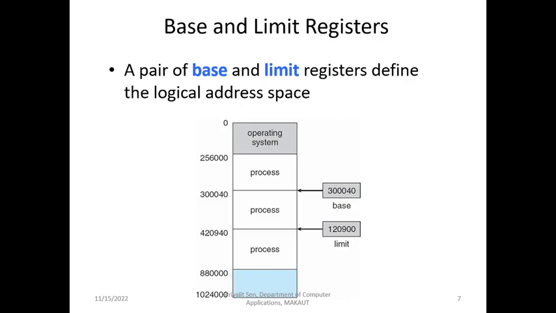So I told you about the two registers. One is the base register and the other one is the limit register. A pair of registers define the logical address space for a particular process: from which location the process will be kept, the starting of the process, and up to which location the process will be kept. That will be determined by these two registers.